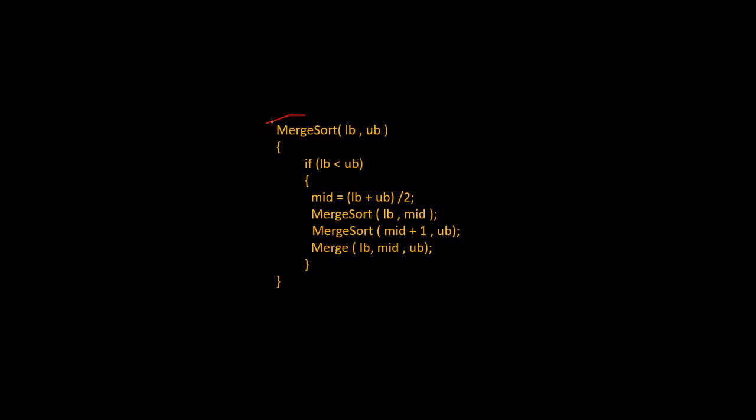In order to write a C program for this merge sort, we have to use recursion. What is recursion? Recursion is nothing but a function calling itself. Here the function name is merge sort, and two times this function is calling itself. Why is it calling itself two times?